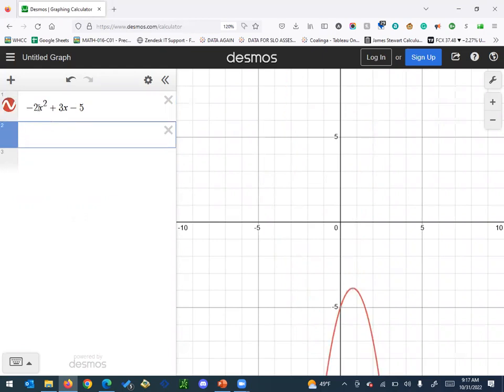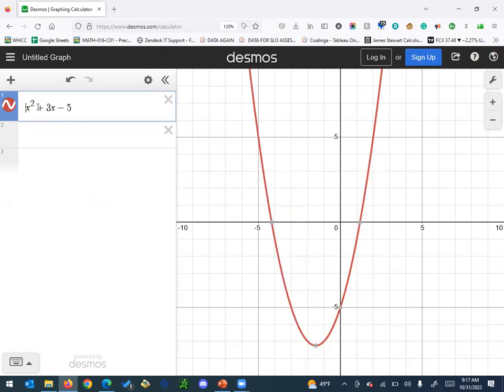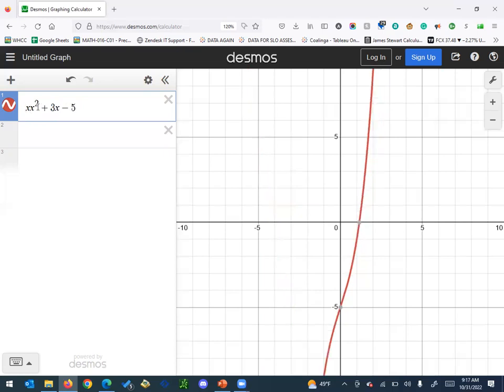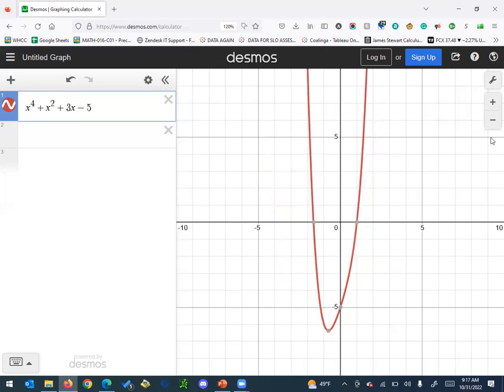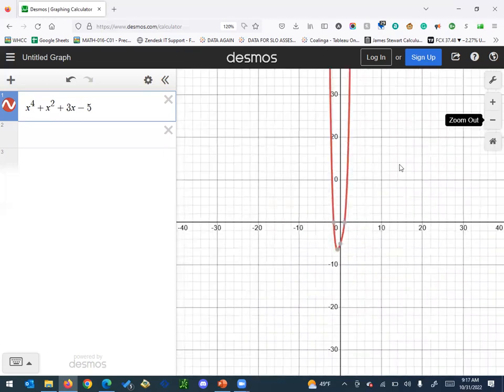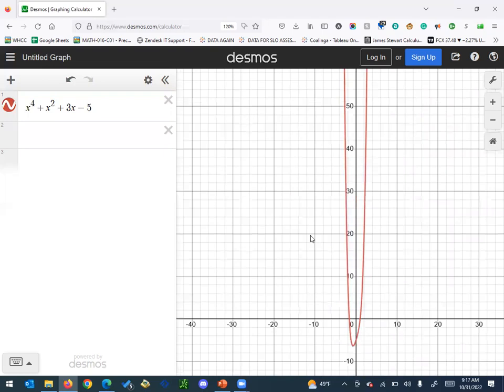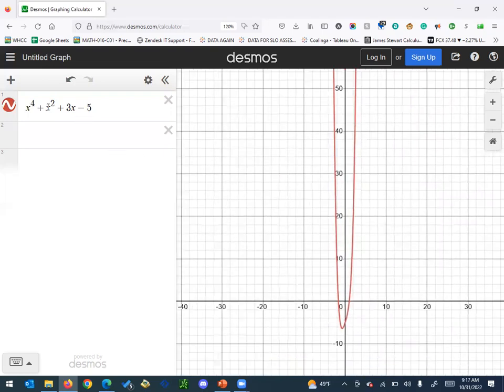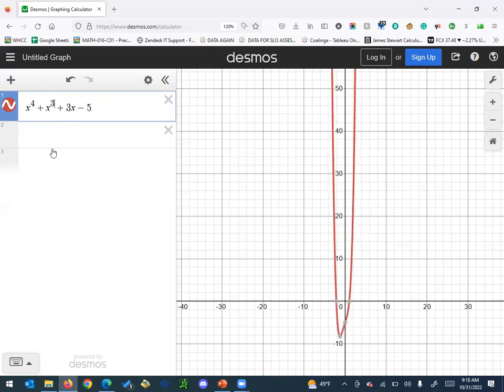Okay. So what happens if? Here's what I'm going to do. I'm going to add x to the 4th now into here, plus x to the 4th power. Interesting. Still going the same direction or no? In fact, if I change this to the 3rd power, notice changing this guy does not change that much.